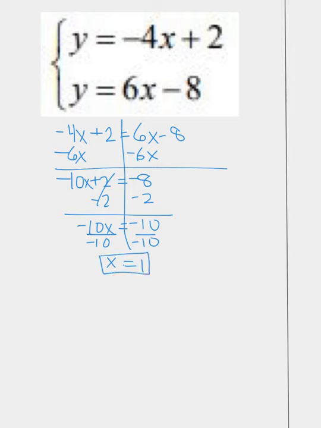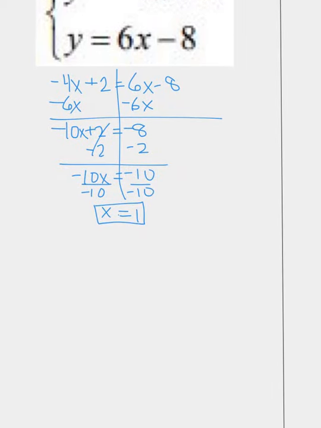Now I'm going to take one of my two equations from above, and I'm going to substitute in that value for x. So I'll use the y equals 6x minus 8. Remember, it doesn't matter which equation you use. Y equals 6 times 1 minus 8. Y equals 6 times 1 is 6 minus 8. Y value is negative 2.